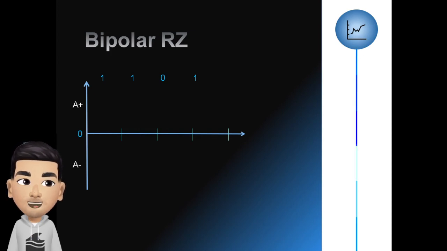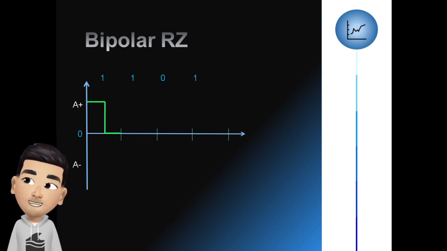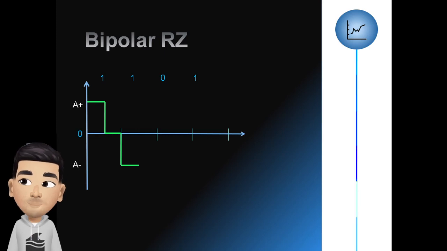The first data is 1, so the signal will go from A positive for half cycle, then go to 0 and complete another half of the cycle. Since the previous is A positive, the next one will be A negative. So the signal will go from 0 to A negative, complete its half of the cycle, then go back to 0 to complete its other half of the cycle.